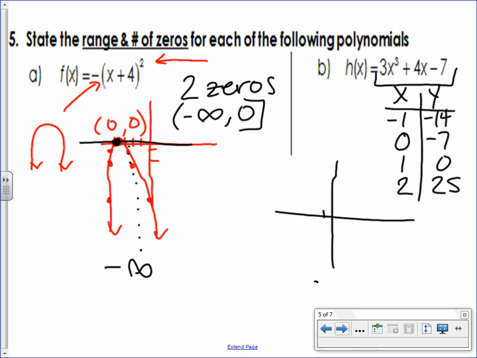negative 1, negative 14, that's way down here. 0, negative 7, that's about halfway, it's right there. 1, 0. 2, 25. Woo, it's going way on up there.